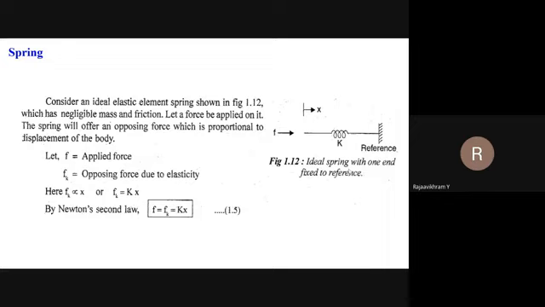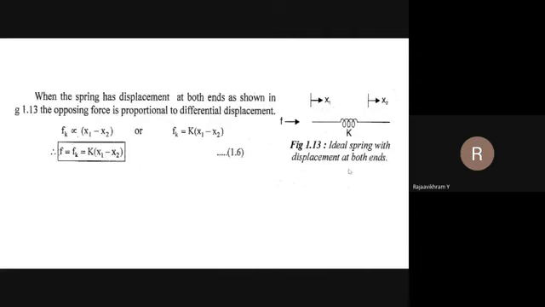Can you get the question? K into x1 minus x2. Yes, right. So here the spring consists of two displacements, x1 and x2. So F suffix K, the opposing force due to the spring, is directly proportional to x1 minus x2, that is the difference between the two displacements. So F, the applied force, is equivalent to the opposing force, equivalent to K into x1 minus x2.